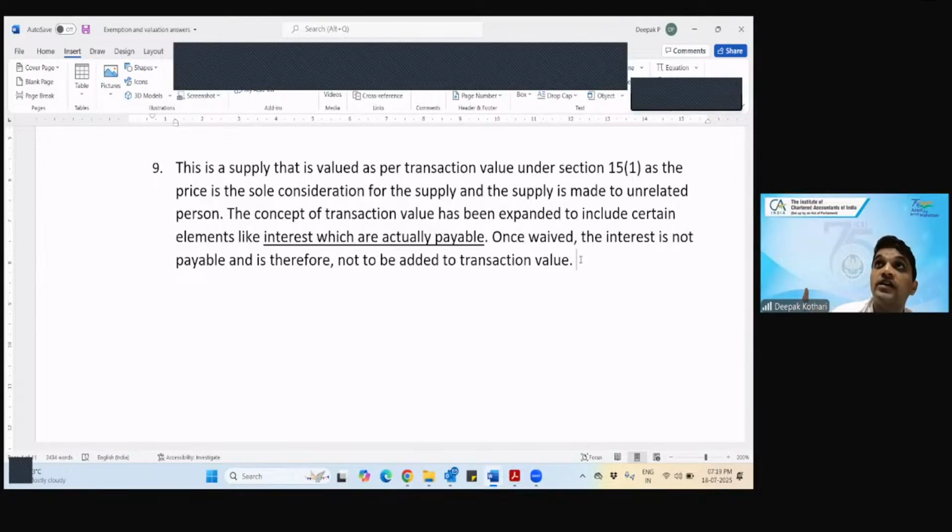In case of other transactions, if you supply and the other person has not paid, then you will pay GST on that. But for interest, it is leviable only when the other person pays it. Only then it is leviable, otherwise it is not.